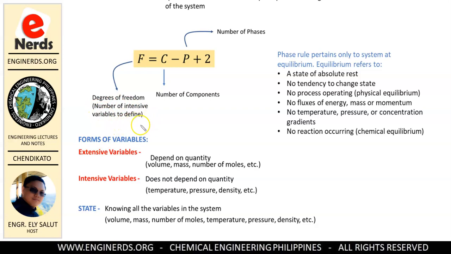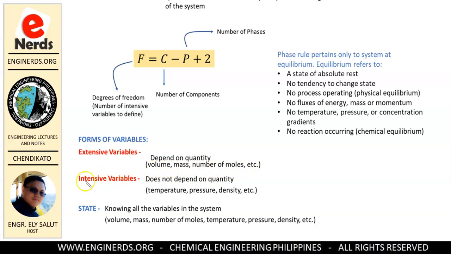So, meron tayong dalawang forms of variables. Meron tayong tinatawag na extensive variable. Ito yung mga variable na dependent sa quantity. So, ano-ano ba yan? Volume, mass, number of moles, and others, no? So, dependent siya sa quantity ng ating material. For example, we have 1 jar of particular material and we have 2 jars of particular material. So, nagde-depend tayo sa quantity ng ating material, no? Yun yung ating mga extensive variables. So, yan nga yung volume, mass, number of moles, and others.